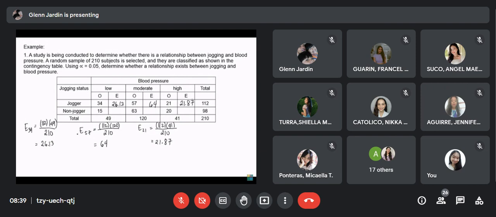Now, I'll be pausing for 10 seconds. Do the expected value for this second row. After 10 seconds, i-reveal natin ang tamang sagot. You should arrive with these values. Yan. So, kung merong error, double check your solution dahil yan po ang ating mga expected values for each of the observed values.